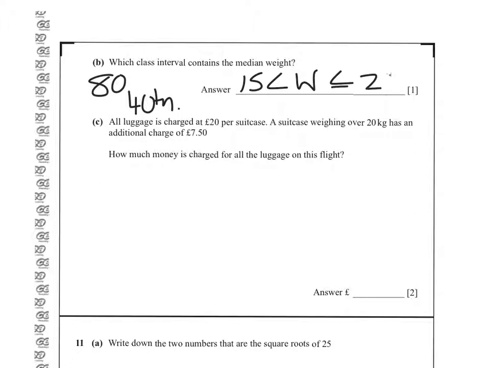So all luggage is charged at £20 per suitcase. A suitcase weighing over 20 kilograms has an additional charge of £7.50. How much money is charged for all the luggage on this flight? There are 56 suitcases which weigh less than 20 kilograms, and at £20 per suitcase, that is 1,120.